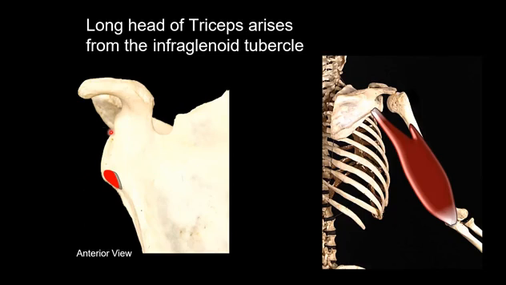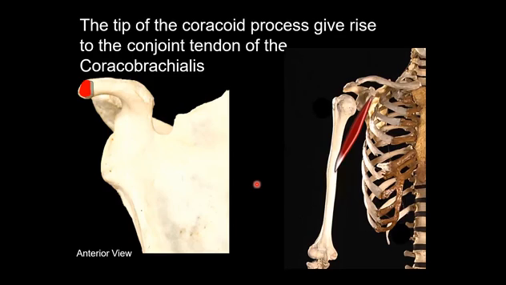So we have the supra. If you turn to the lateral part of the scapula, you're going to appreciate it better. You can see this very well: there is that big round thing where the head of the humerus gets attached, called the glenoid tubercle. So you have the supraglenoid tubercle and the infraglenoid tubercle. At the infraglenoid tubercle, you have the long head of the triceps arising from it.